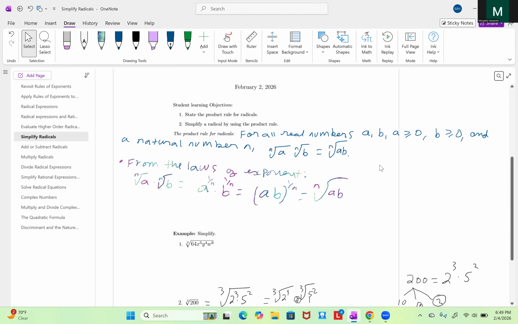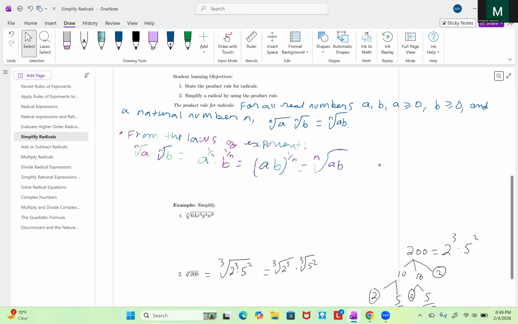We are using the product rule for radicals, this rule here that we just discussed, to write it this way. This here is equal to the cube root and the cube root. The cube root and the power of 3 cancel out, so it equals 2 times the cube root of 25. Final answer.